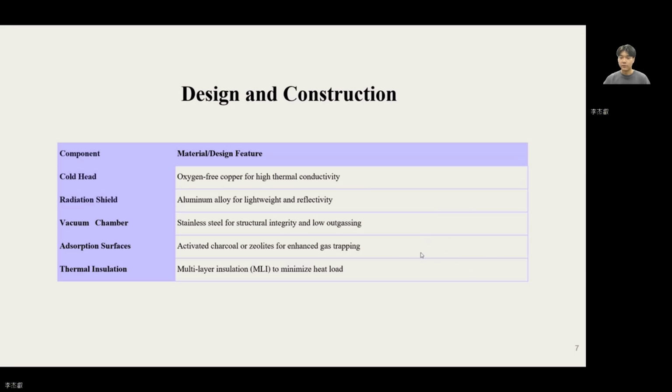And for the sorption portion, materials like activated charcoal or zeolites are used because they provide a large surface area for trapping light gas. Also, multi-layer insulation, or MLI, is used to reduce heat load and keep the system cold. So the design of the cryo pump is not only about cooling, it is also about heat control, material choice, and efficient gas capture.